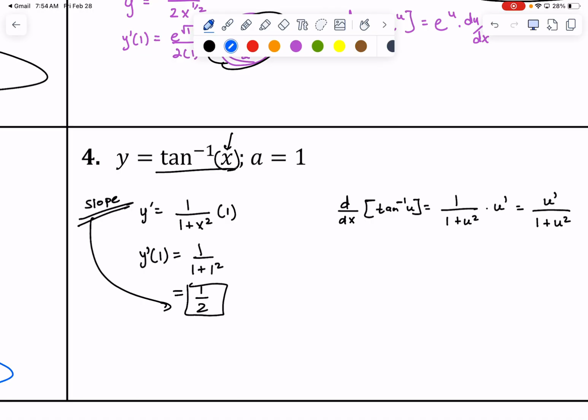And now I'm going to take the derivative. Or I did take the derivative, sorry. I'm going to do the point. I'm going to do the OG now. So I'm going to plug 1 into this. Okay, this is good. Okay, y of 1.